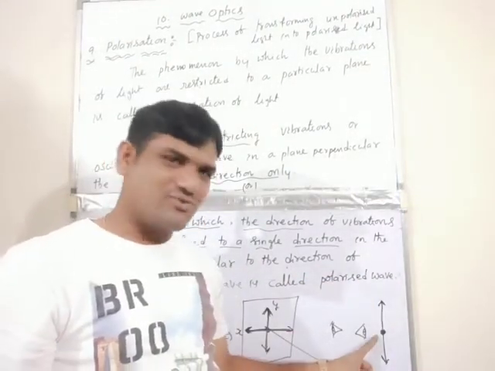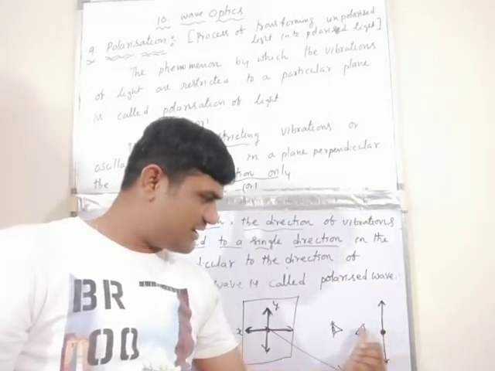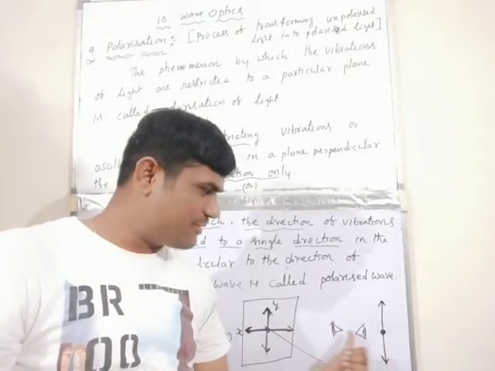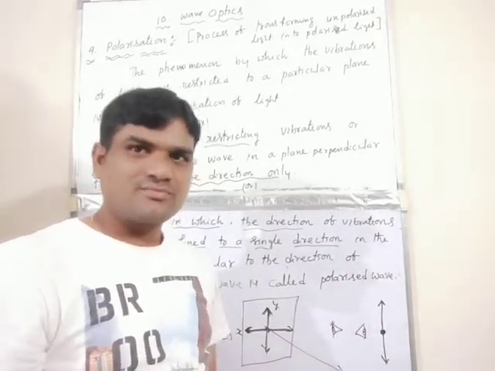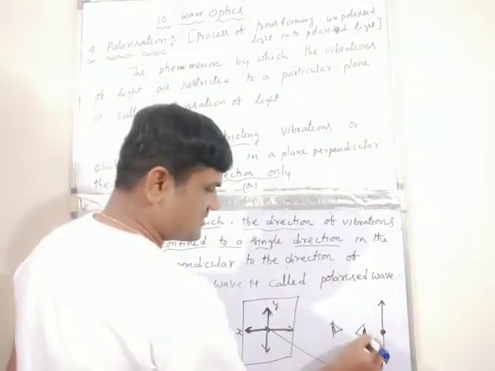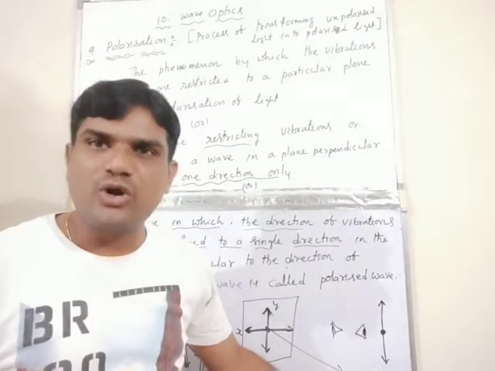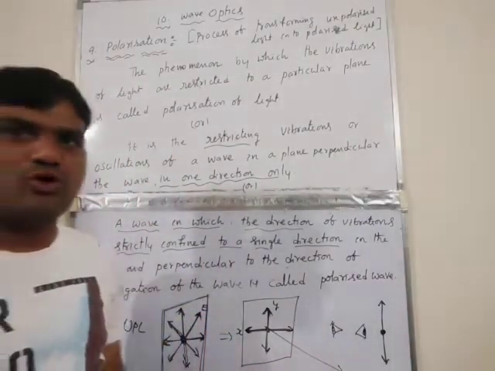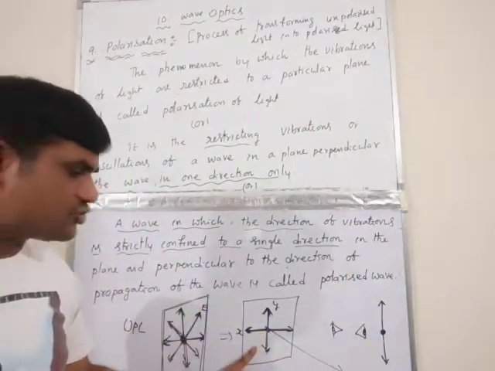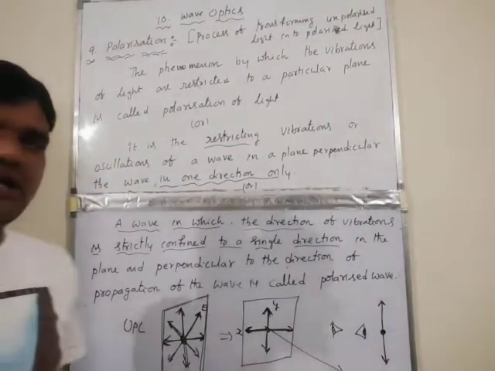But what is the dot symbol? The dot symbol is perpendicular, in this manner. This is the parallel direction. This is the perpendicular direction. Okay, so in this manner we will represent it. Remember these symbols are the symbols of unpolarized light. This is the unpolarized light. This one also is unpolarized light, and this one also is unpolarized light.